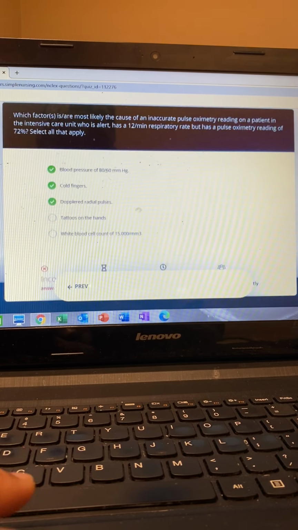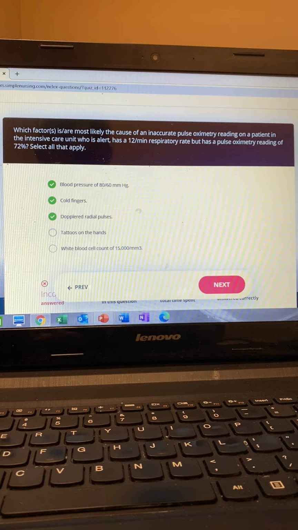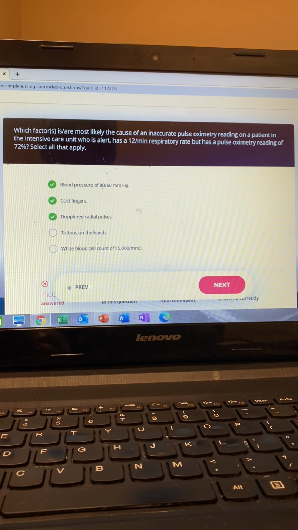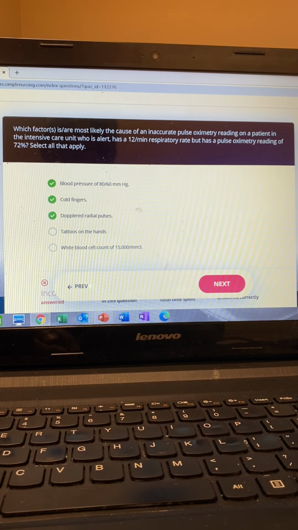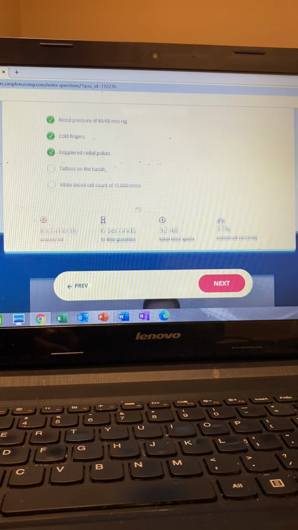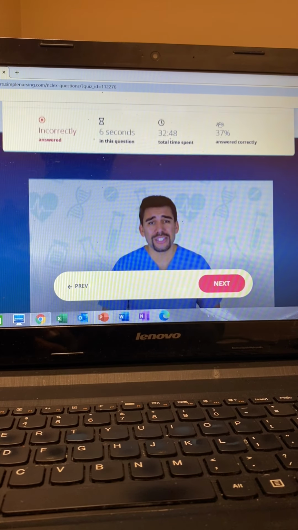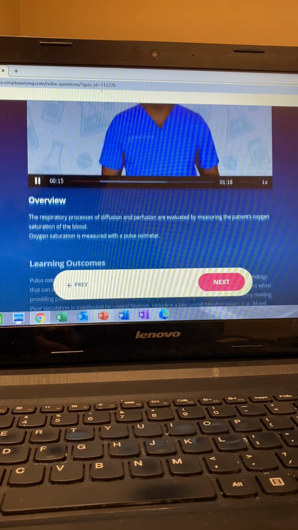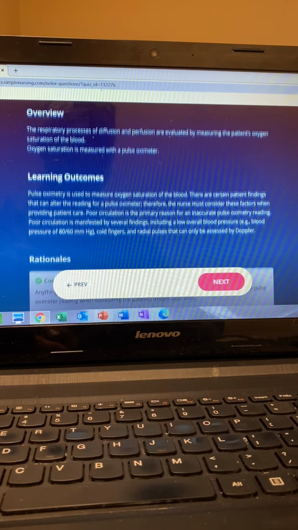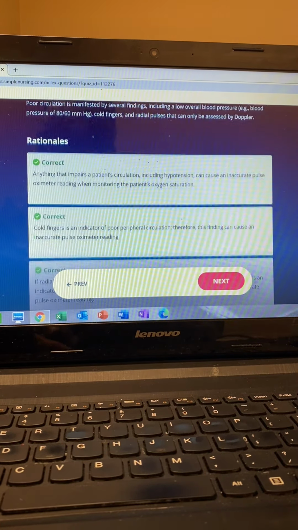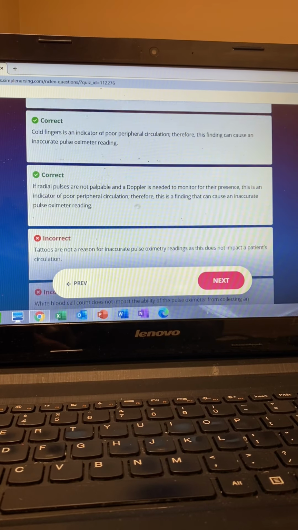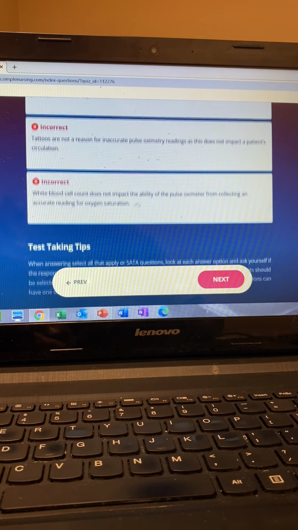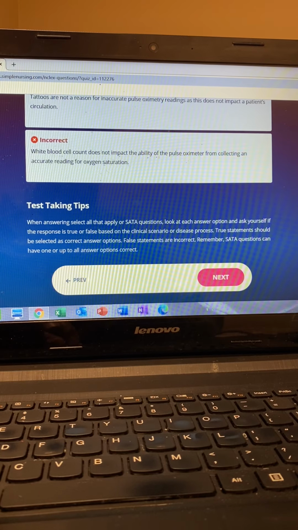Now, using our 3 steps, let's break this down. This question is asking the likely causes for the key problem of an inaccurate pulse ox reading. Guys, the pulse ox reading is 72 for a patient who's alert with a normal respiratory rate. So the biggest thing we're thinking about is a pulse ox that's not reading correctly. So our solution we're looking for are factors that affect that pulse ox probe.